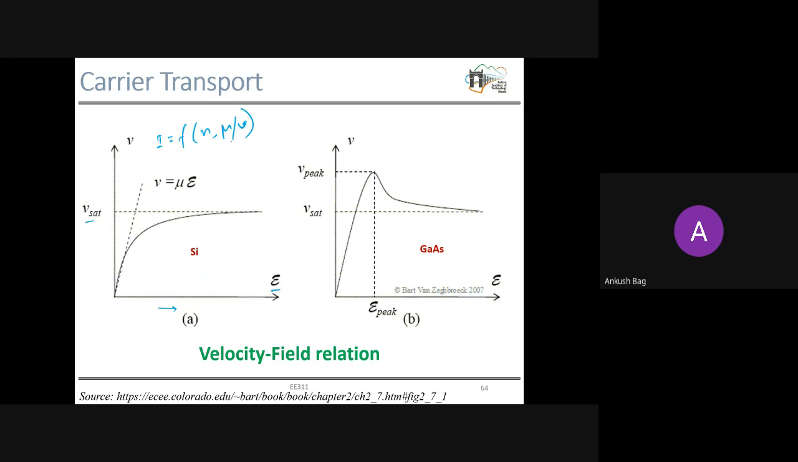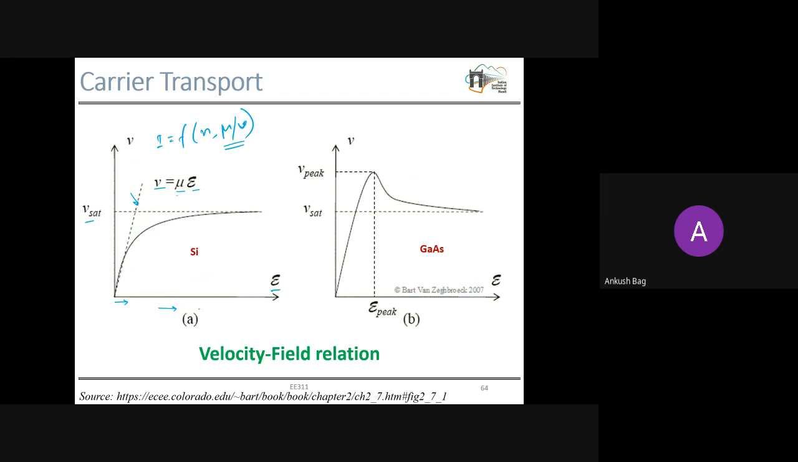I mentioned either mobility or velocity. Now you can see why. Why didn't I mention simply mobility or simply velocity? Because when your electric field is small, then only you can see it has a linear dependence. Velocity has a linear dependence on electric field, and that constant is nothing but the mobility. So the slope of this curve is the mobility.